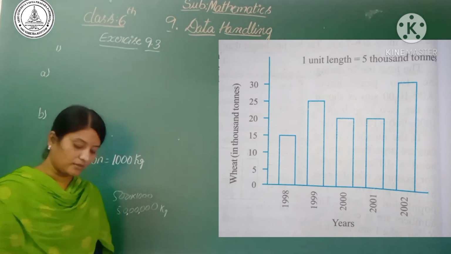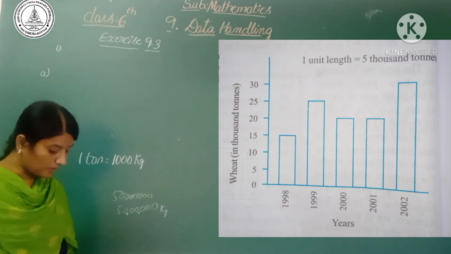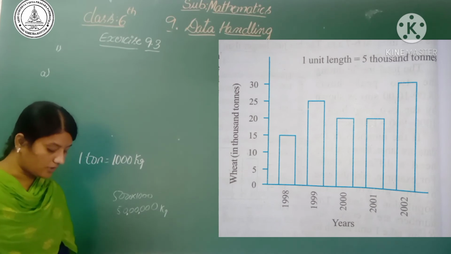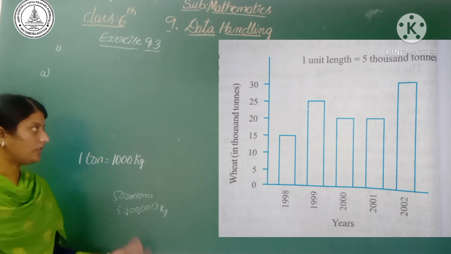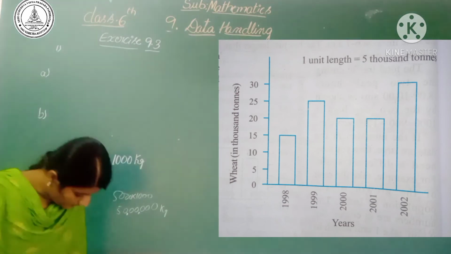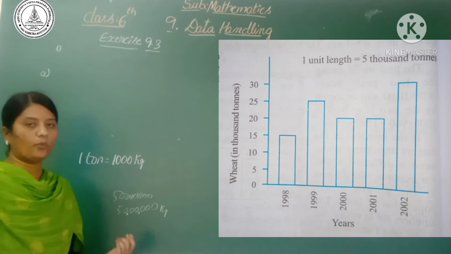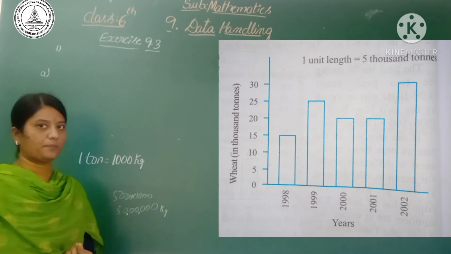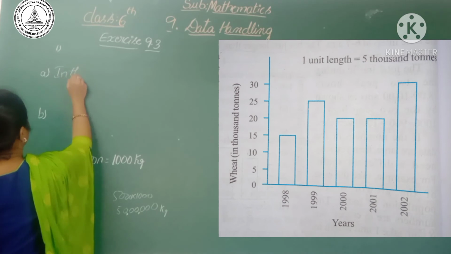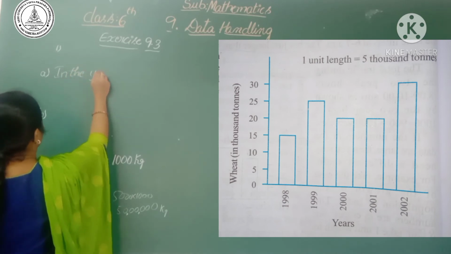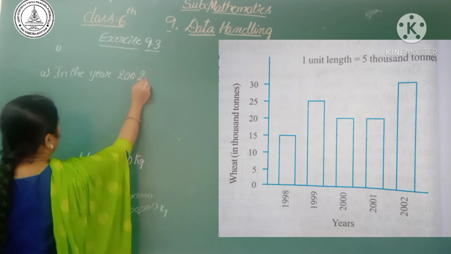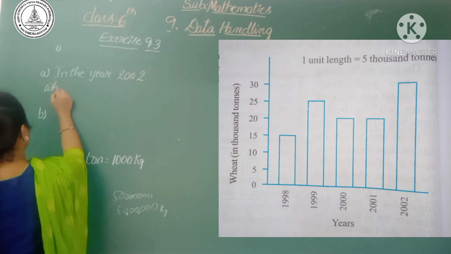Okay, yes. Then let's answer the question. In which year was the wheat production maximum? Yes, we can see that in the year 2002 wheat production is maximum, right? In the year 2002 wheat production is maximum.